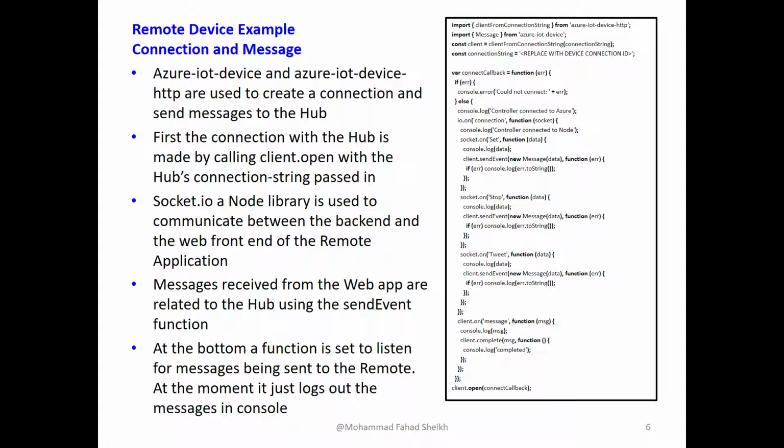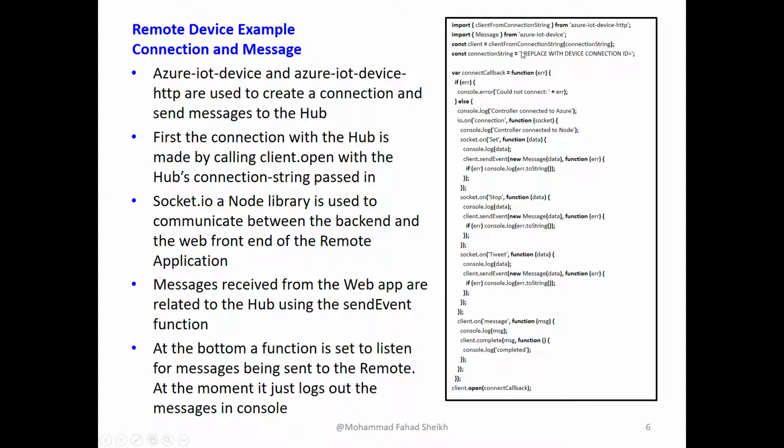This is a code example from the remote controller application portion of the project. I've trimmed down a lot of the Node.js and Express code and just limited it to exactly what is needed to communicate with the IoT hub. As you can see from the top, just 2 imports were needed to get the packages for Azure IoT device HTTP and the Azure IoT device. The Azure IoT device has the message, and the client from connection string is what gets us connected to the IoT hub. The connection string here, you just replace it with the IoT hub or actually the device ID for this specific thing. So this is the remote controller app.